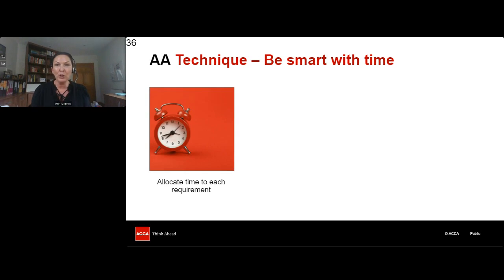Make sure that you think about the time allocated, not just for a whole question, a 20-mark question at 36 minutes. We know that, but also then look at the individual requirements and how long you should be spending on each, and plan that out as you're doing your answers, so that you're not overrunning, and keeping an eye on that time so that you don't overrun.